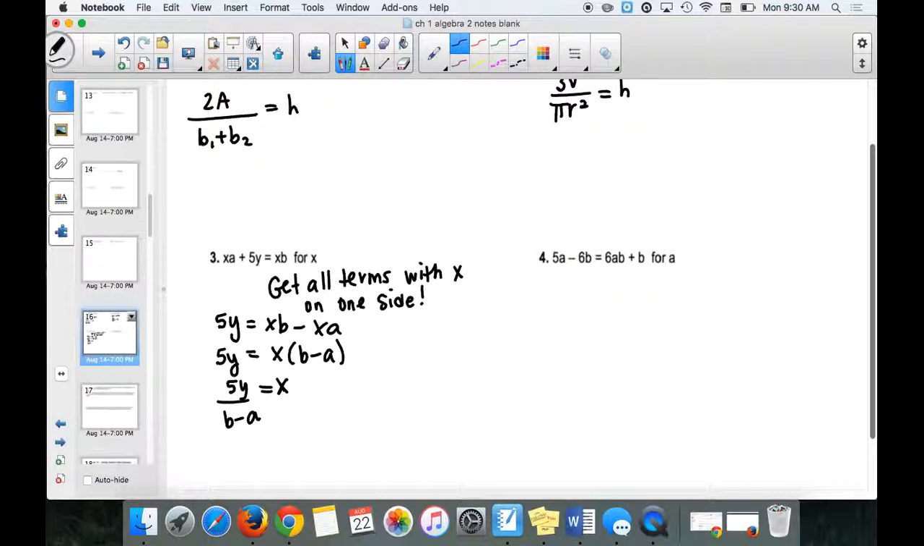All right, so let's try it on this one. We're trying to solve for a. So we're going to get everything that has an a on one side of the equation. So do it along with me. I'm going to subtract my 6ab to the left side. Doesn't matter which side you get them on. And then I have my b, and I'm going to add the 6b to the right side. So on the right-hand side I have b plus 6b, so I'm going to say 7b.